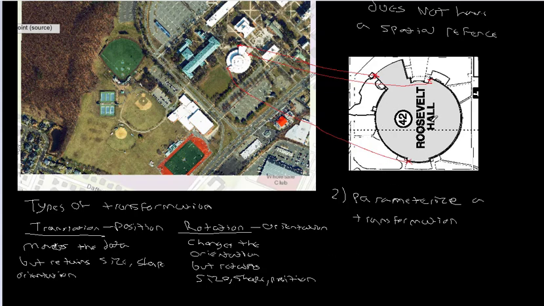So again, in this case, we would move it through translation and we would rotate it so that instead of pointing northwest, this arc would point northeast. We would match the orientation through rotation.